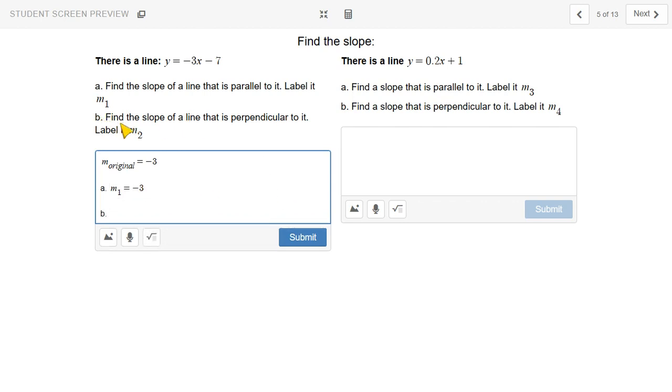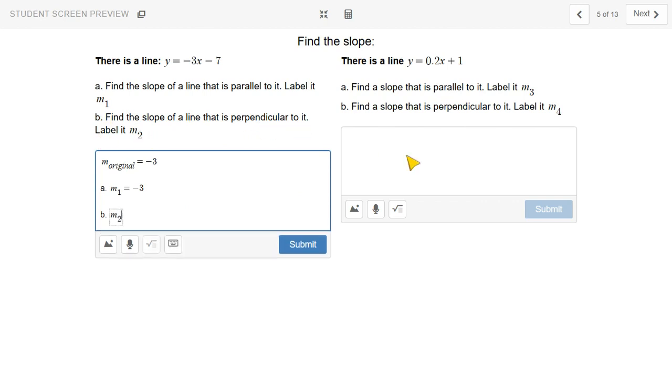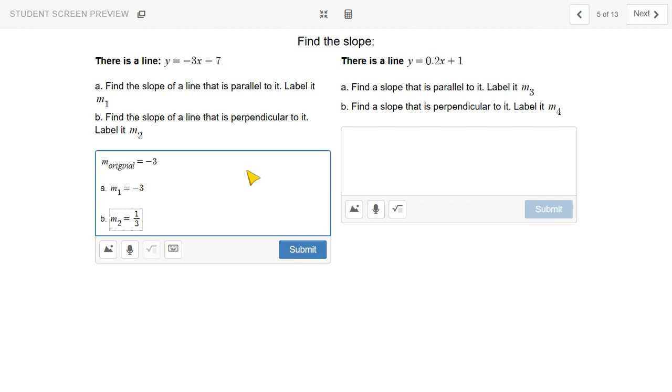Part B. Find the slope of a line that is perpendicular to it and label it M2. Right, M2 is perpendicular to this original line. If it's perpendicular, we're going to take the negative reciprocal. So the negative becomes a positive, and my 3, which is 3 over 1, becomes 1 over 3.